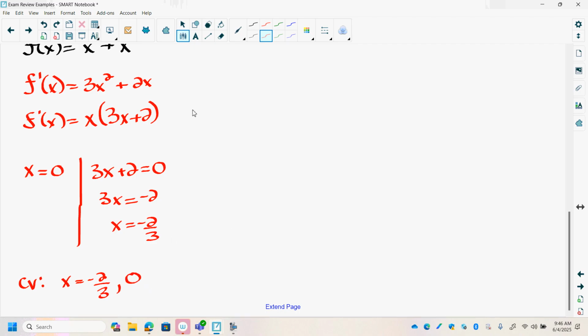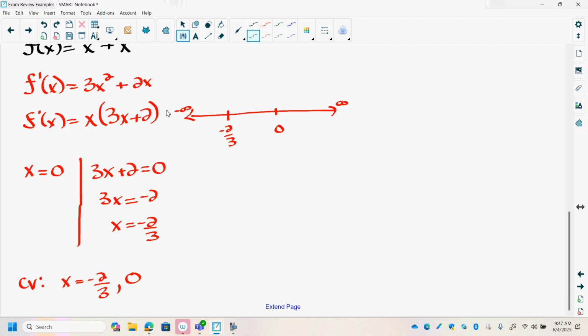I'm going to make a number line that goes from negative infinity to positive infinity. On that number line, I'm going to mark my two critical numbers, negative 2/3 and 0. How many intervals did I create here on this number line? 3. The first one goes from negative infinity to negative 2/3.